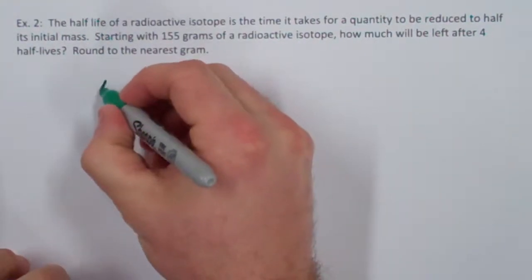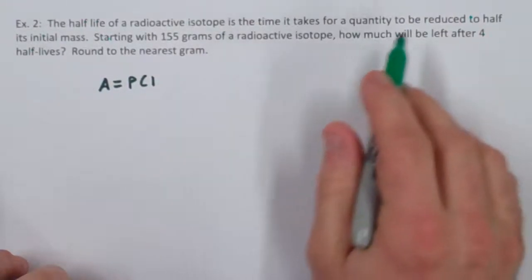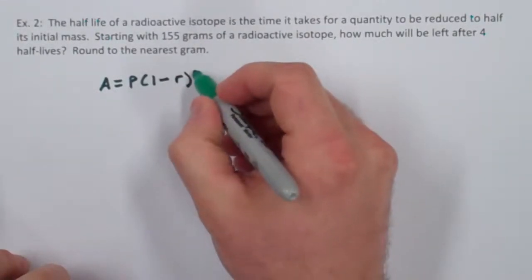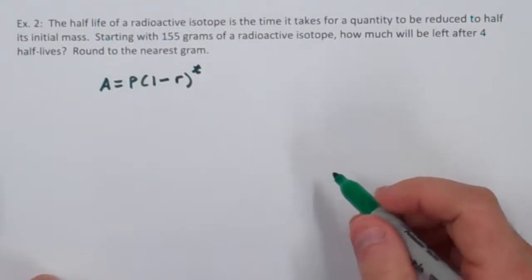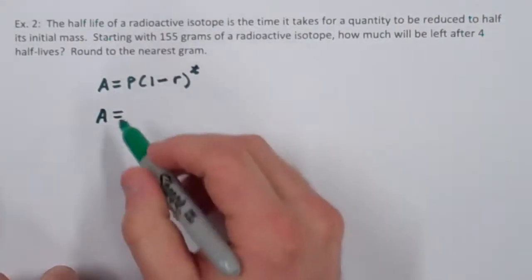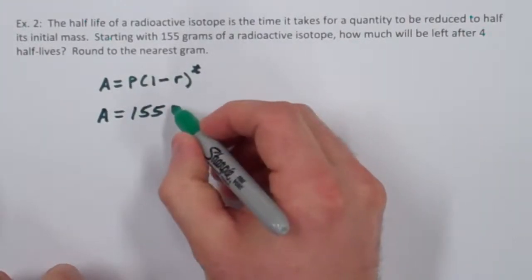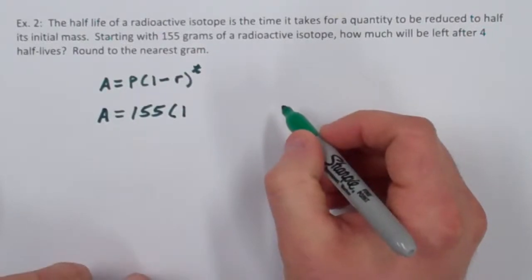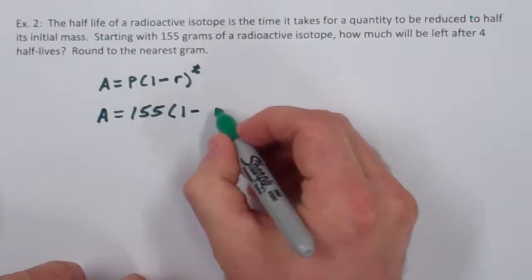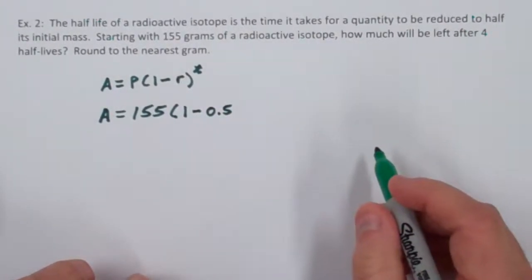We're going to try to use our formula A is equal to P times 1. In this case it's a half-life, it's a decay, so it's going to be 1 minus R, and then to the T power. If we fill in some blanks here, P is 155, that's our starting value. And then we've got 1 minus the rate. Well, the half-life, the rate is going to be 50% or 1/2. Or if you want to think about it like this, you can think about it as 0.5.